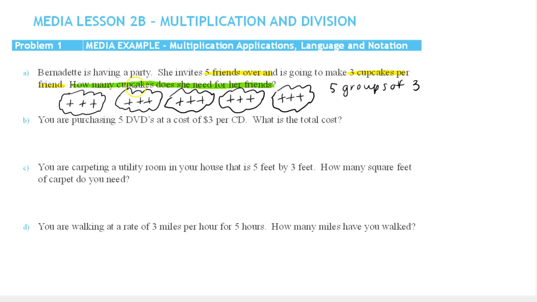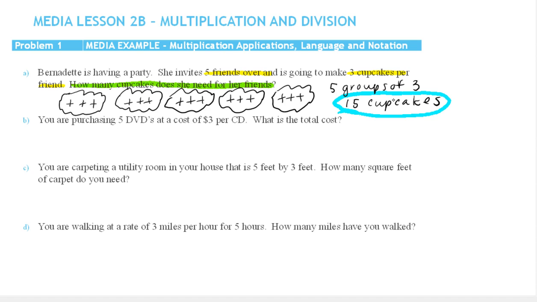And now if we want to find the total number of cupcakes she needs, we could add these or count them. So 1, 2, 3, 4, 5, 6, 7, 8, 9, 10, 11, 12, 13, 14, 15. So we get a total of 15 cupcakes needed. I'm just going to circle this in blue. So she needs a total of 15 cupcakes.